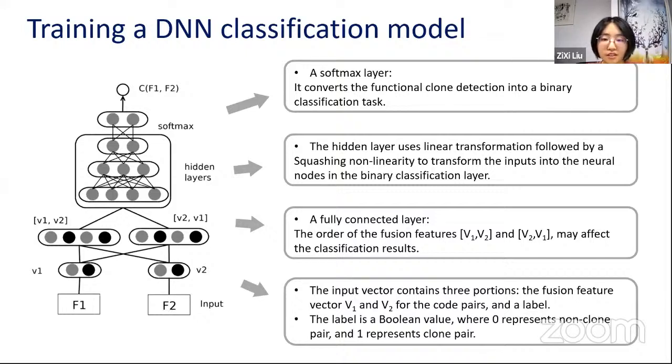There is a fully connected layer. It is to avoid the effect of the fusion features order. Then, with the hidden layer, we use a linear transformation followed by a squashing non-linearity to transform the inputs into narrow nodes in the binary classification layer. Finally, there is a softmax layer, which converts the functional code clone detection into a classification task.